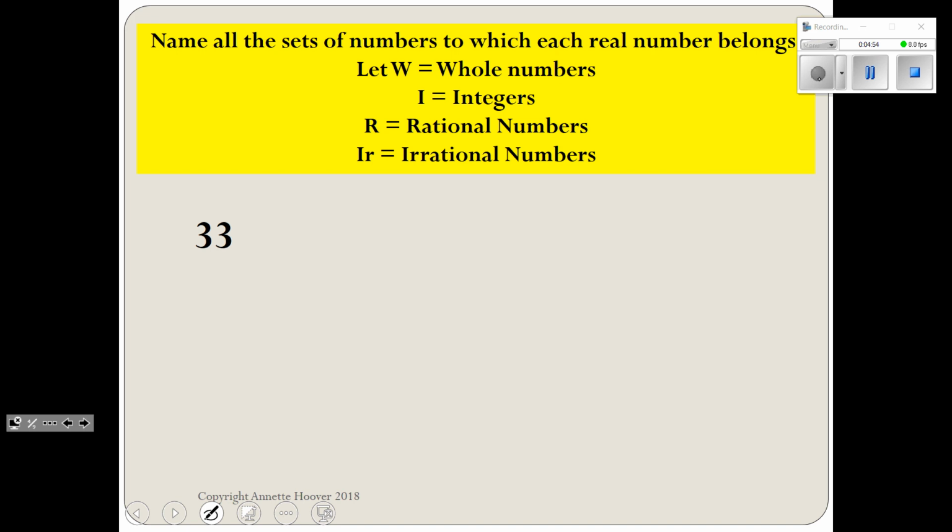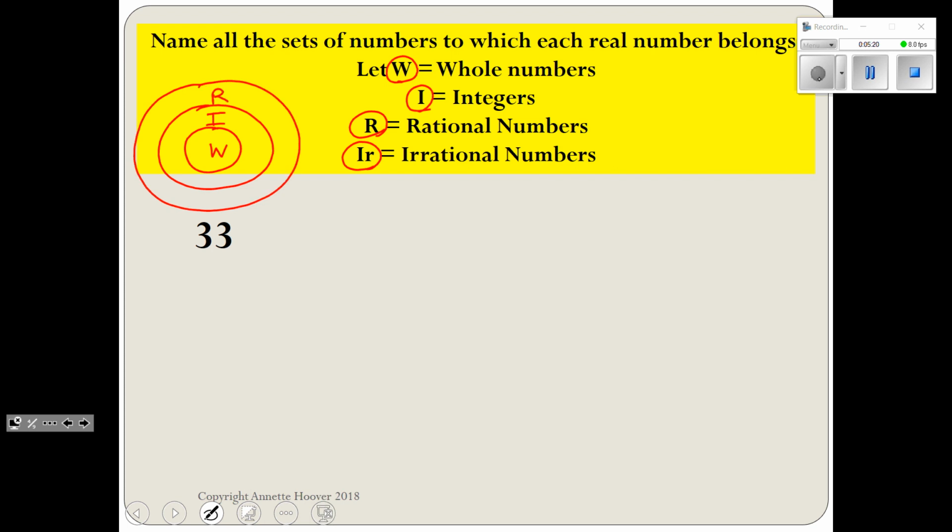So let's look up here. We're going to see if we can name all the sets of numbers to which each real number belongs. We're going to put a W if it's a whole number, I for integers, R for rational numbers, and IR for irrational numbers. Now, remember the whole numbers, and encompassing that are the integers, and around that are the rational numbers. If you find which circle your number is in and then work your way out, you can name all the sets of which it is a part.